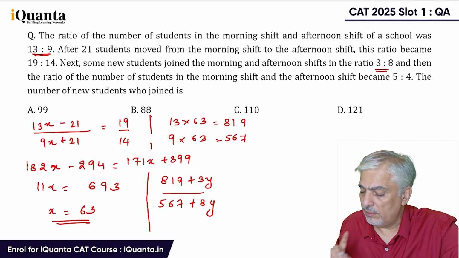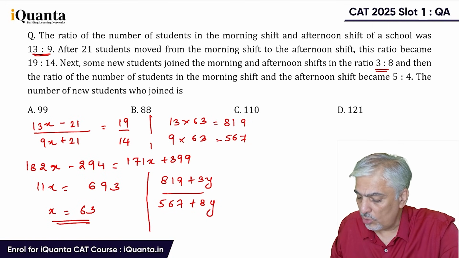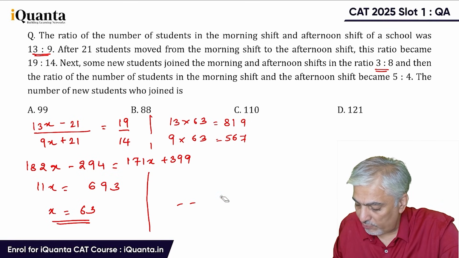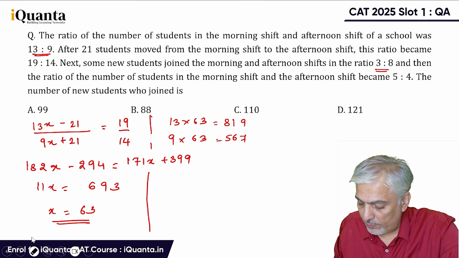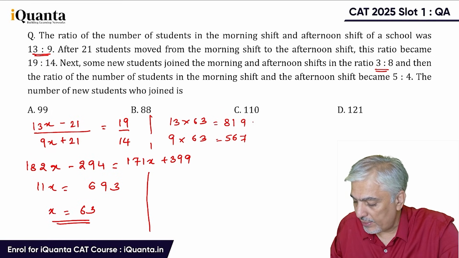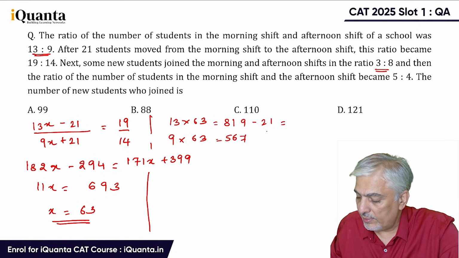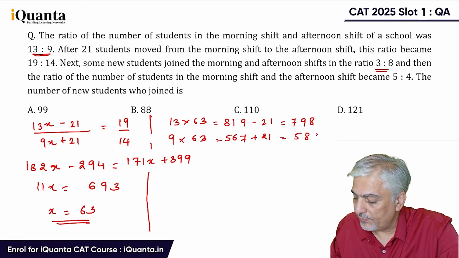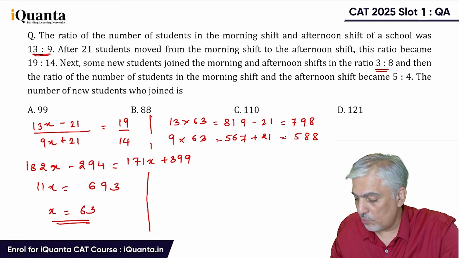Before that, there is a small error. We had to not only find this, we also had to subtract 21 and add 21 because it was after that. So this will change. We will have to subtract 21, add 21. So subtract 21 over here, that will become 798, and add 21 over here, that will become 588. Great. So that's a small change.